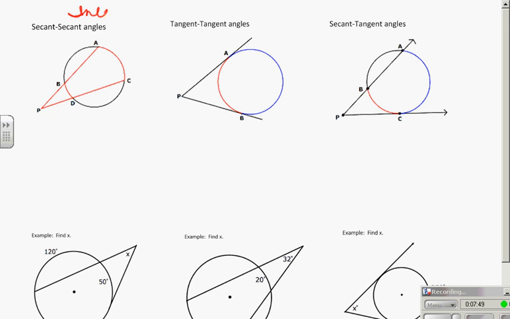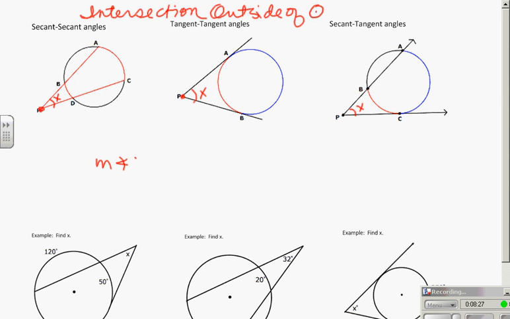Now there are three scenarios that can result in an intersection outside of the circle. We could have two secants intersecting out here, and if we're trying to find that angle, we could have two tangents, or we could have a tangent and a secant, all creating an intersection outside of the circle.